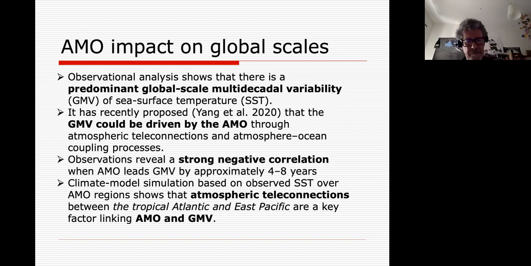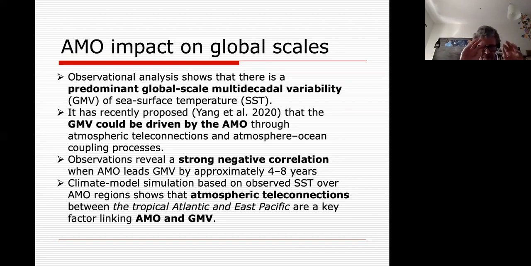And this means that this cannot be a direct effect of averaging two correlated data sets, but is something more complex. The analysis of climate model simulations based on observed SST over the AMO region shows that the atmospheric teleconnection between the tropical Atlantic and Pacific are the key factor linking AMO and GMV.